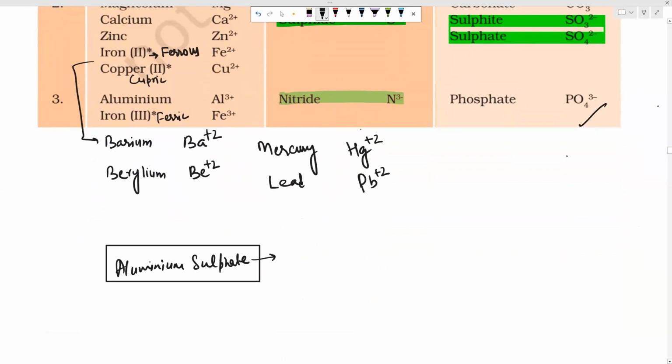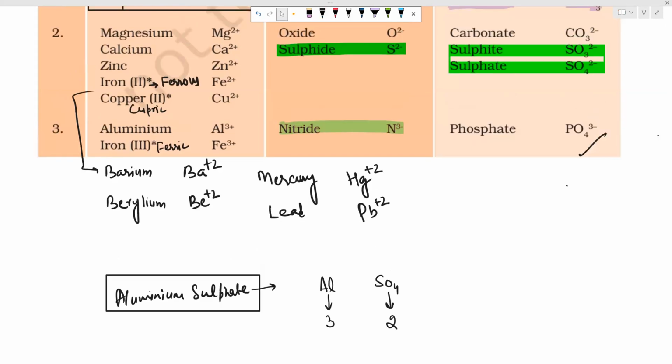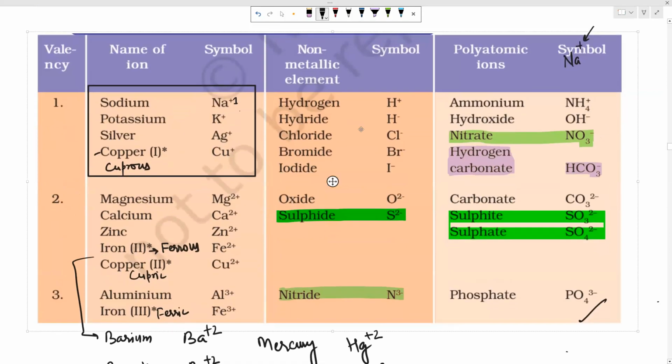For example, if you are going to write the formula of aluminium sulfate, you write aluminium's valency is 3, positive 3, write down 3 here. And sulfate is SO4, its valency is 2, SO4 minus 2, and aluminium is plus 3.